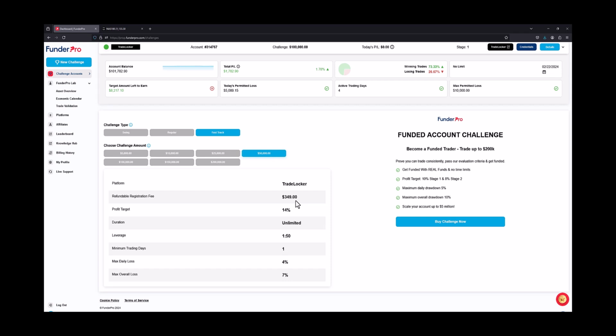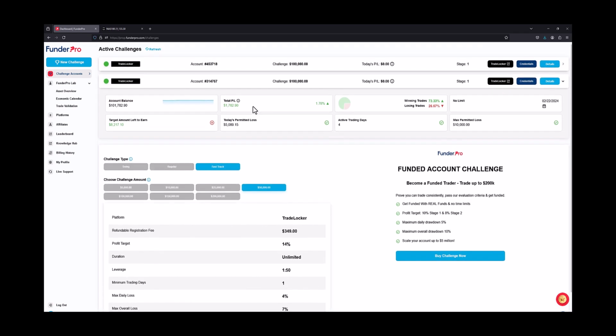It's very simple, right? Your profit target is 14%. So with this $50,000 account, once you hit the target, once you hit the goal, they're going to refund you the $350 and you're going to trade with real money. Anytime you make profit, they're going to take their small percentage, and then you're going to get paid out each and every single time you request a withdrawal. So it's pretty good stuff.